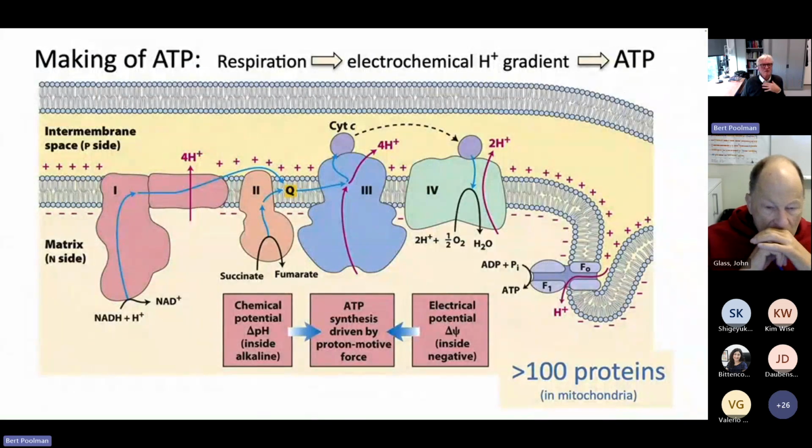Well, you're all familiar with how we in our body make ATP. So this is how it is done in mitochondria. So we respire, we form an electrochemical proton gradient, and we make ATP. Works very well, but it's very complex. It involves more than 100 proteins to do this and to assemble the cofactors.